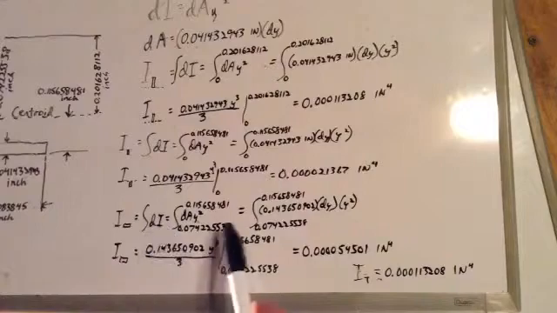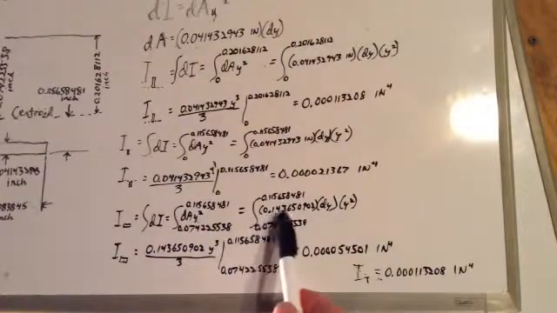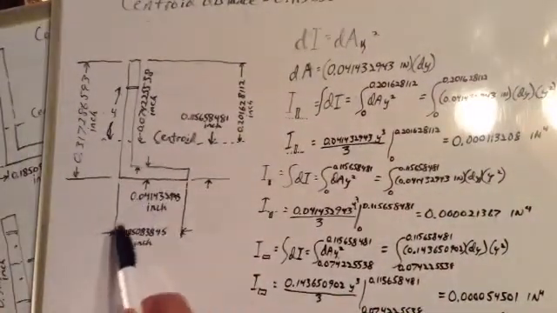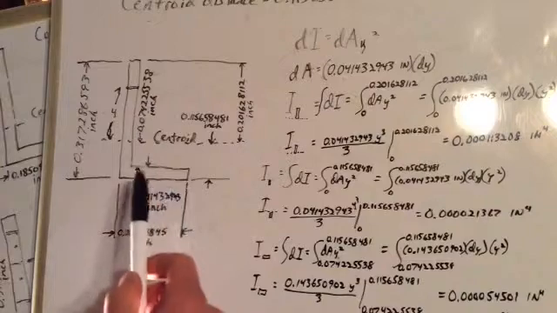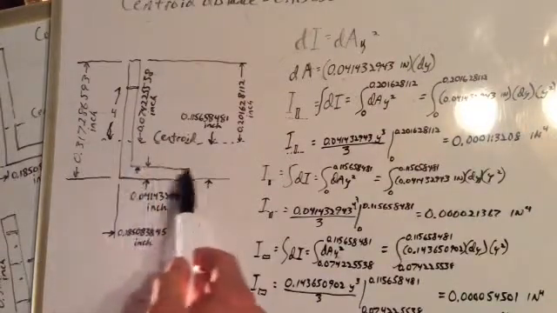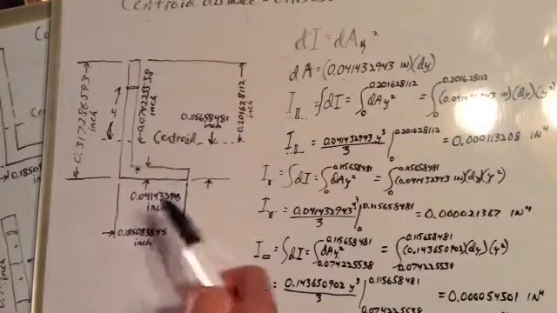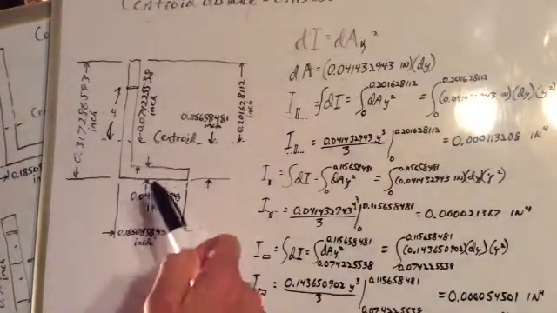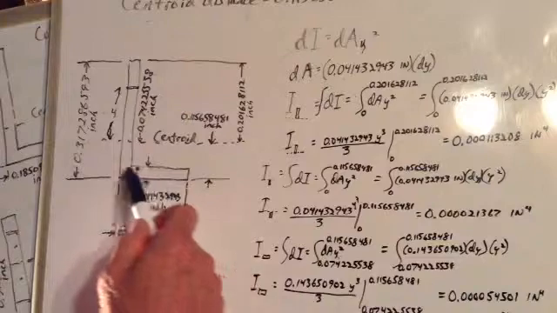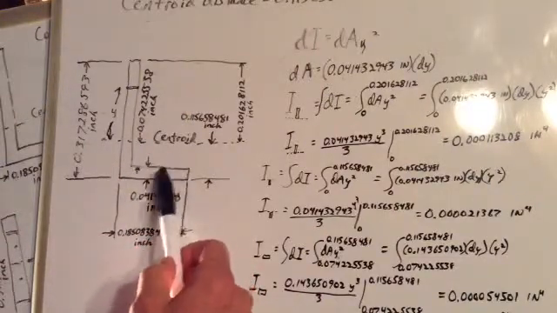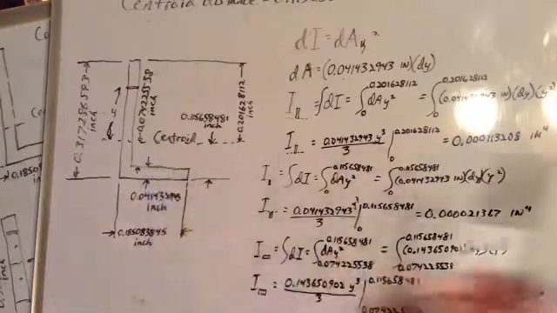So dA is 0.143 inches across times dy. Remember that? It's 0.185 from there to there, but it was 0.143 from there to there. So 0.143 inches times dy would be the thickness of our little incremental unit of area that we're integrating an infinite number of between there and there.